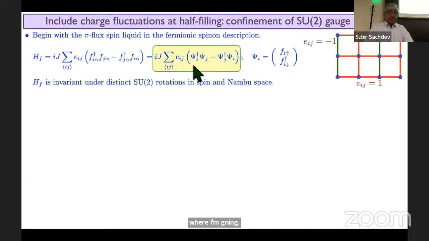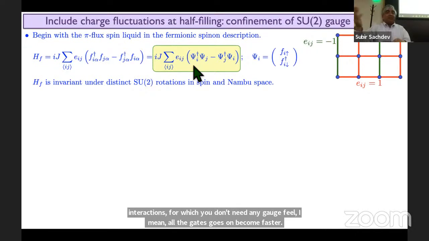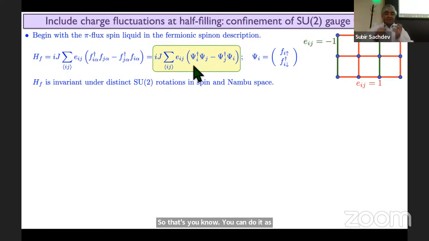So what I want to do is to confine this theory. I have an SU2 gauge field around, and I want to confine it. One way to confine an SU2 gauge field is to do what happens in the theory of weak interactions. You take a Higgs boson, which is a fundamental of SU2, and you condense it. And then you get the Fermi theory of weak interactions, for which you don't need any gauge field. All the gauge bosons become massive. You can view it as a Higgs or a confining phase. They're pretty much the same because it's a fundamental of SU2.